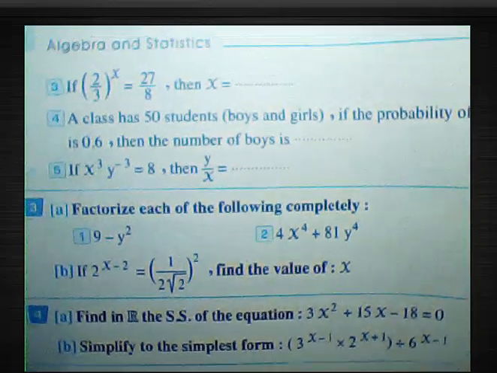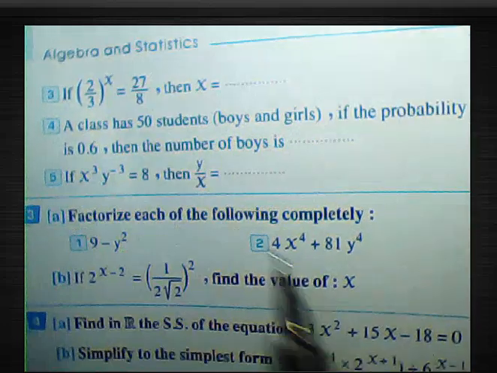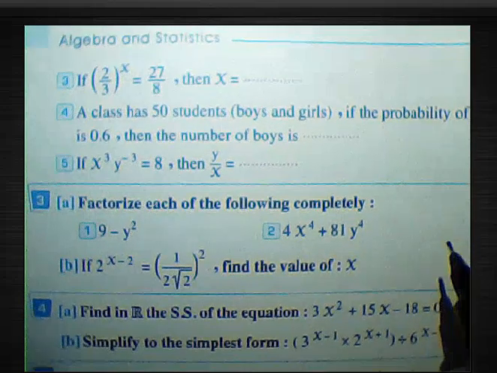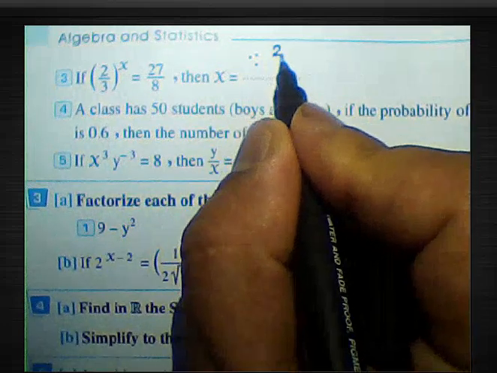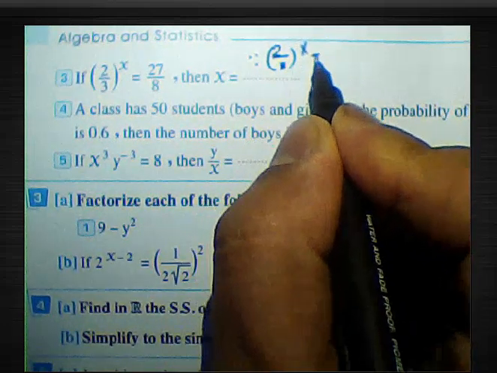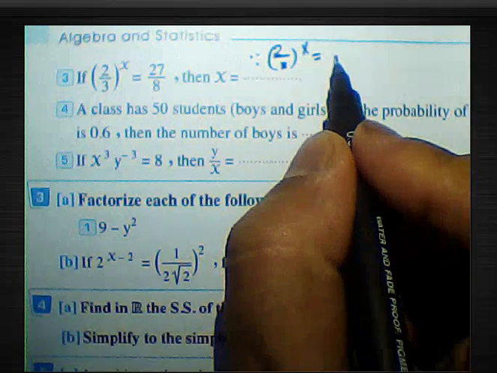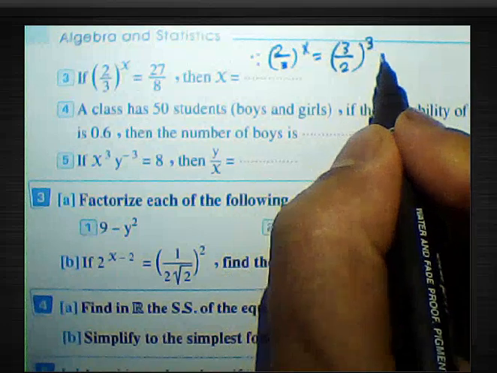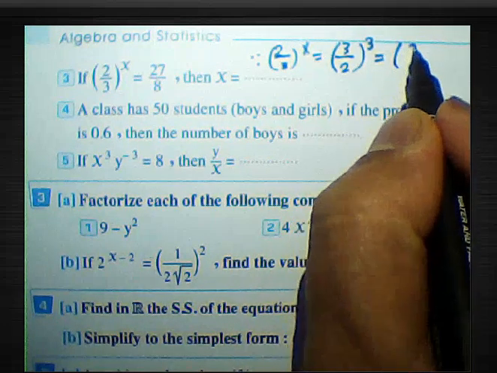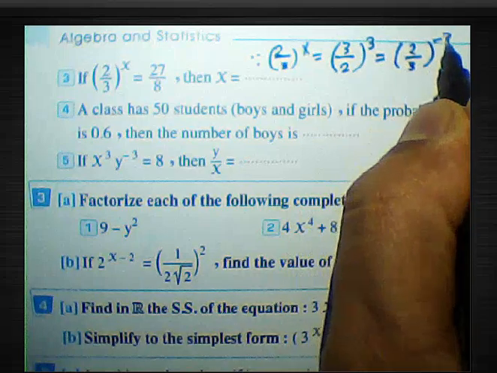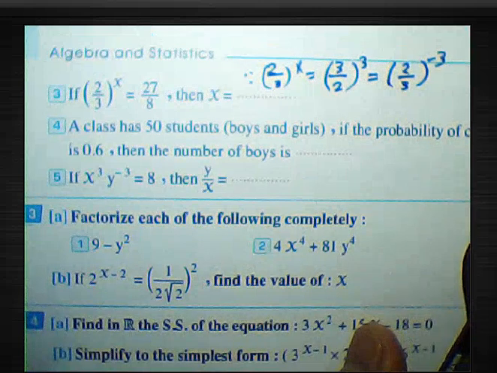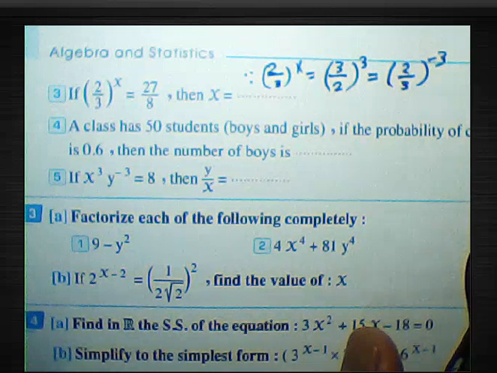Question 3. If 2 over 3 power x equal 27 over 8, then x equals what? We know 2 over 3 power x equal 27 over 8. It means 3 over 2 all power 3. It will be 2 over 3 power negative 3. We can write the inverse of this fraction here. The reverse of 3 over 2 will be 2 over 3 power negative 1.